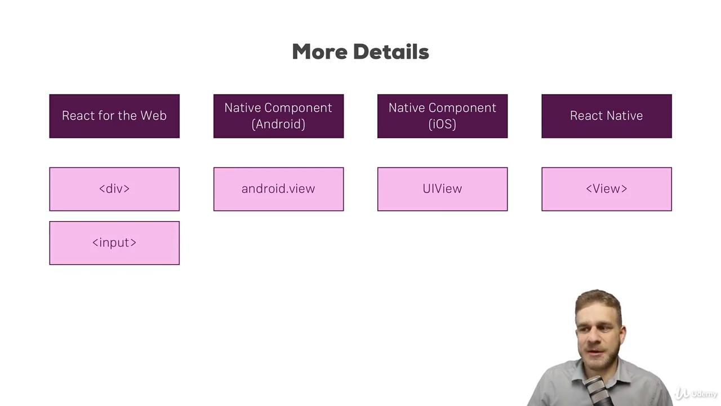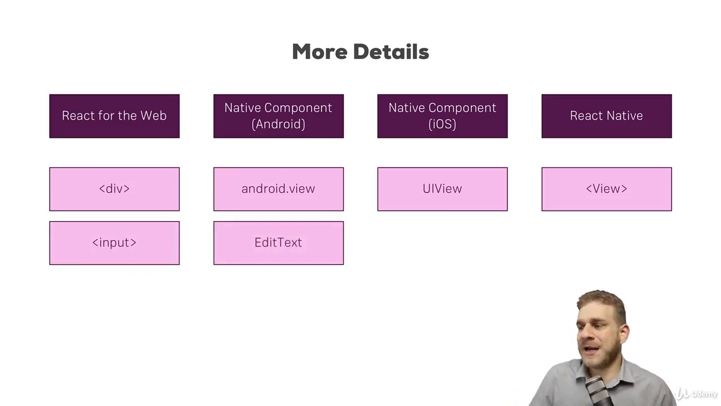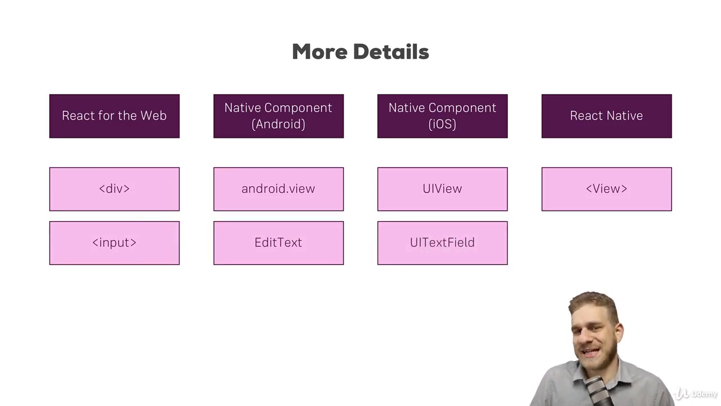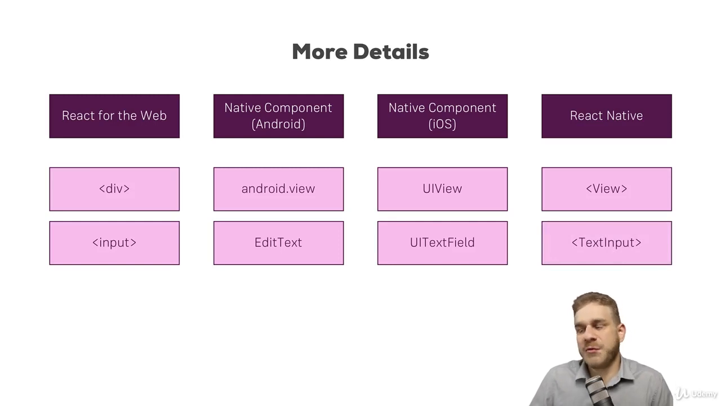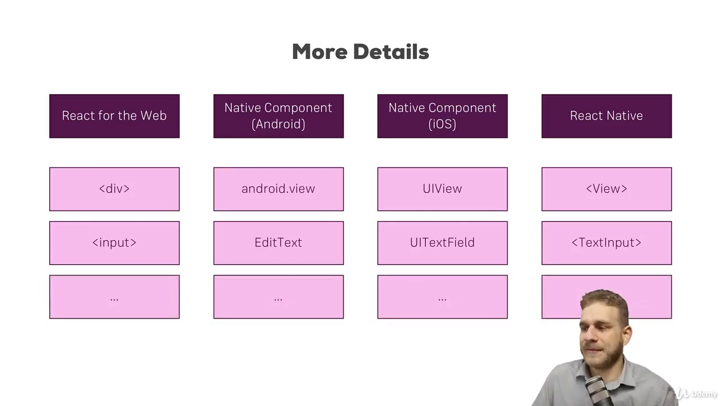And to give another example, here's an input field. Now we don't have that for Android and iOS, but for Android we have the edit text component, for iOS we have UI text field, and for React Native we would have text input. Again, and that would be compiled to edit text and UI text field, depending for which platform we're building. And this is how React Native works.